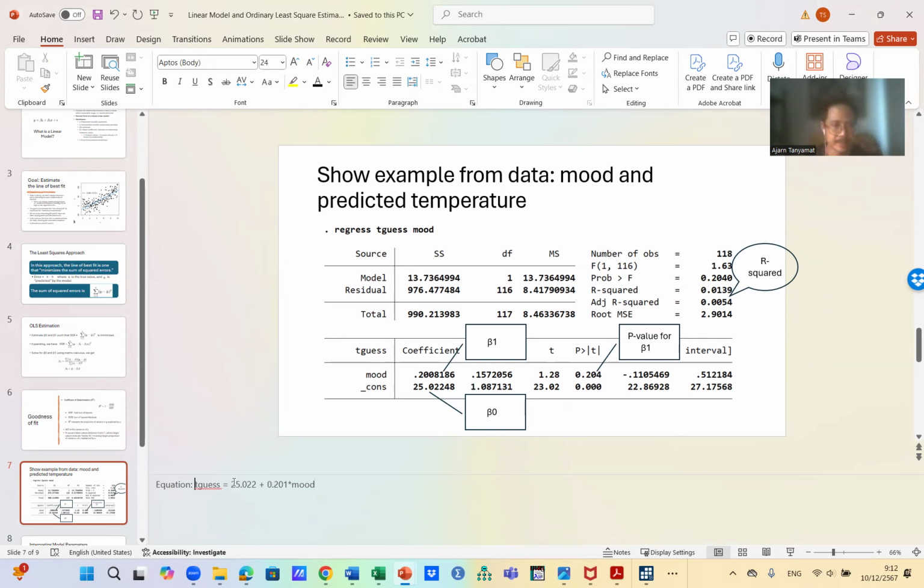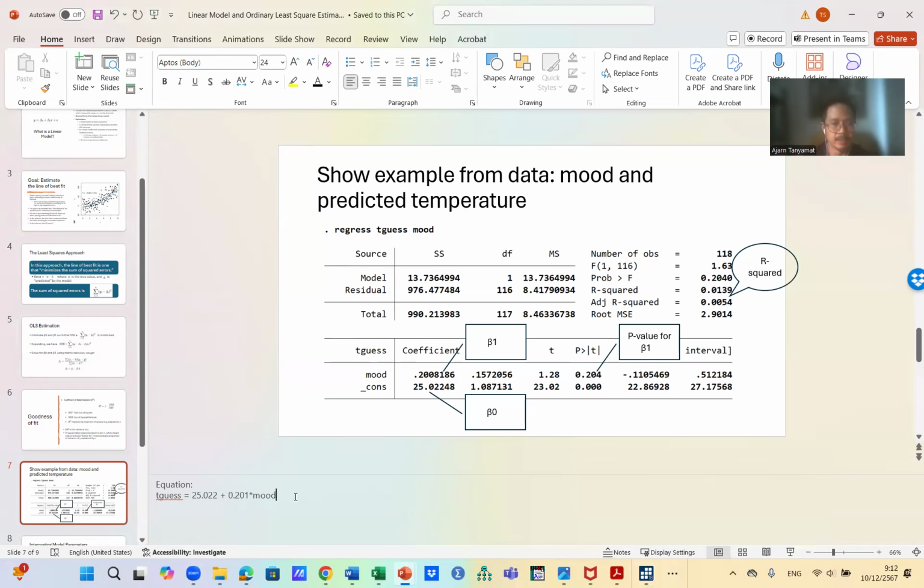T guess is equal to 25.022 plus 0.201 times mood. And we would interpret this as: mood increases 1 unit, T guess is going to increase, and because there's a plus sign here, T guess is going to increase on average by 0.201 units. Okay, that's how you interpret the coefficients. And this is always going to work. Even when we get into time series, the coefficient interpretation is going to be the same.